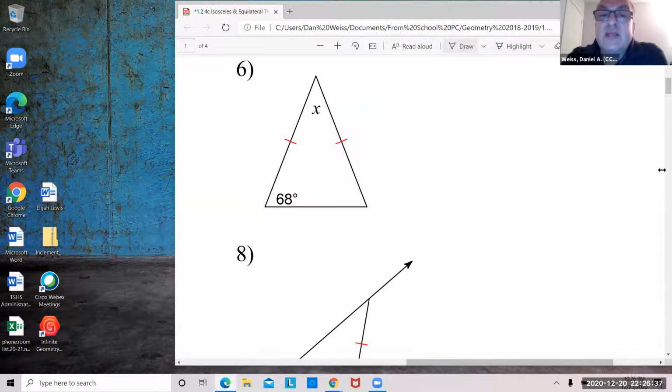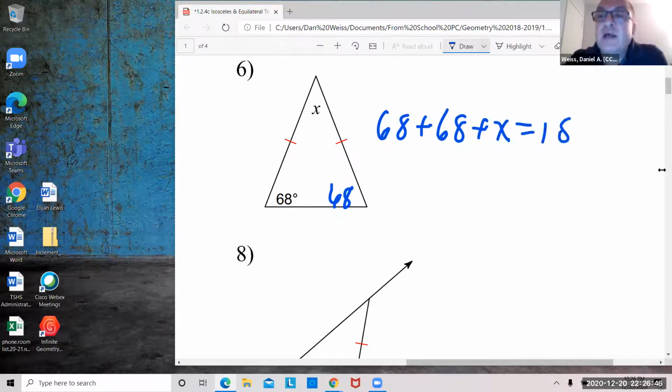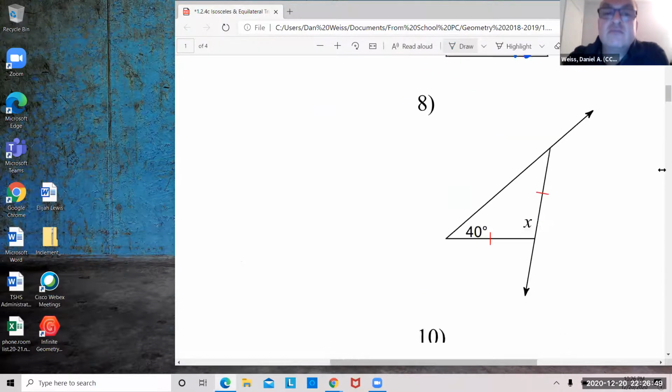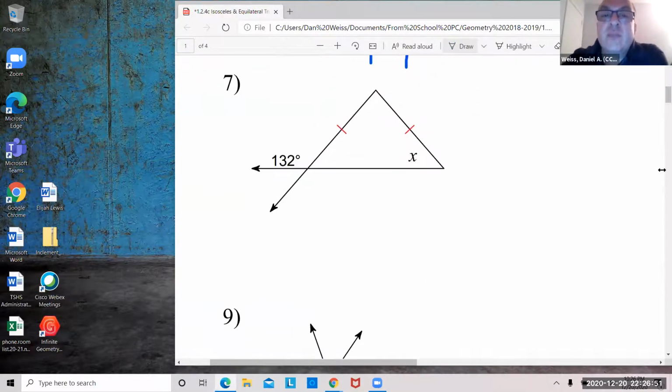If this is 68, this is 68. 68 plus 68 plus x equals 180. Solve for x. Again, subtract from 180. 180 minus 132 is 48. So if this is 48, this is 48. x equals 48.